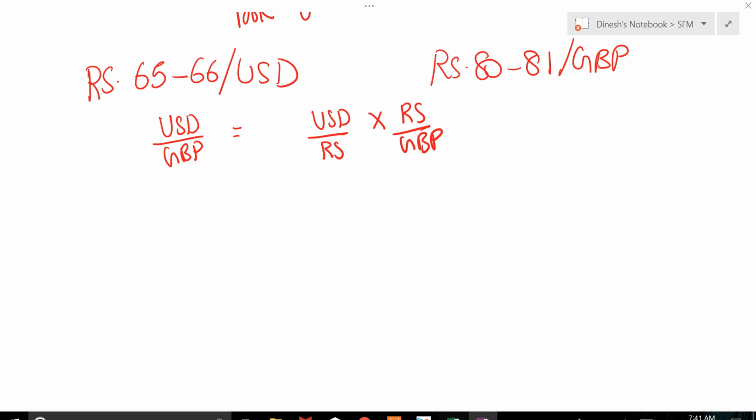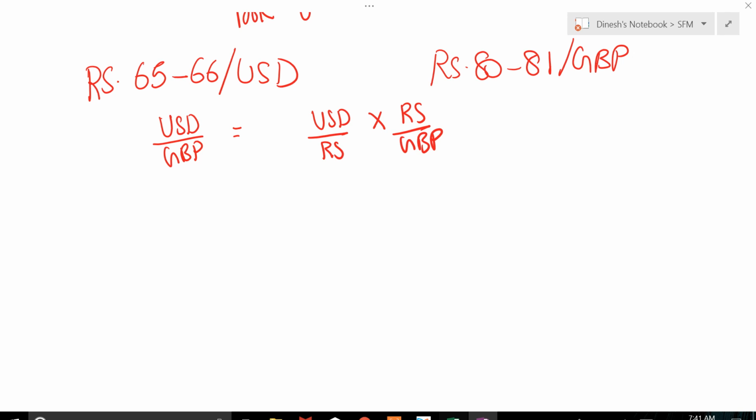Any doubts on this? Very critical. This is a starting point. USD per GBP can be split as USD per rupee. In some question it will become USD per rupee into rupee per Singapore dollar into Singapore dollar per euro into euro per GBP. Finally, only you will get your GBP. So you may have to go through multiple currencies.